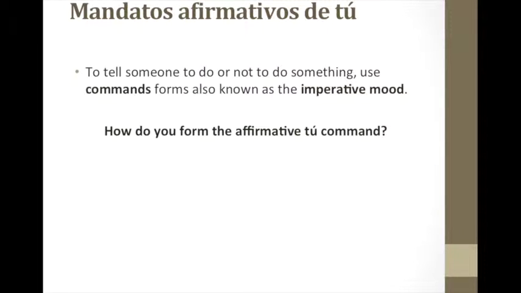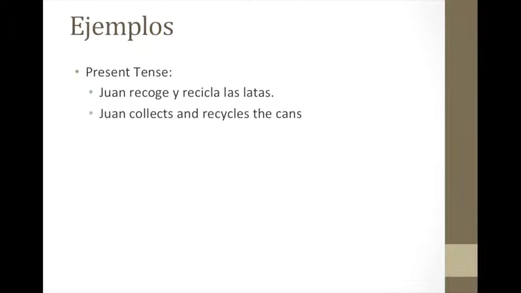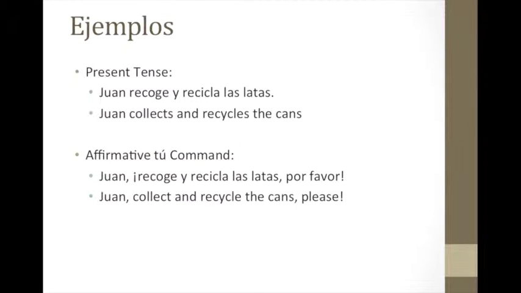To form an affirmative tú command, a positive tú command, which means you're talking to somebody that you know, and there's only one person, we are just going to use the él/ella/usted form of the verb in the present indicative tense. For example, if we were going to look at the present tense as a whole, Juan recoge y recicla las latas means Juan collects and recycles the cans. It is just a statement, an observation. But if we wanted to order Juan to do those things, we would still use the él/ella/usted form, and we would say, Juan, recoge y recicla las latas, por favor. Juan, collect and recycle the cans, please.